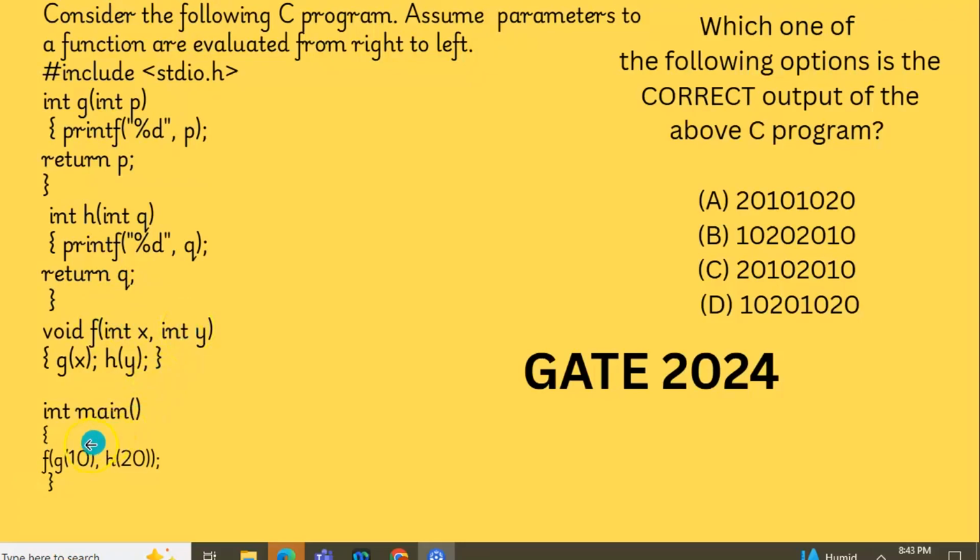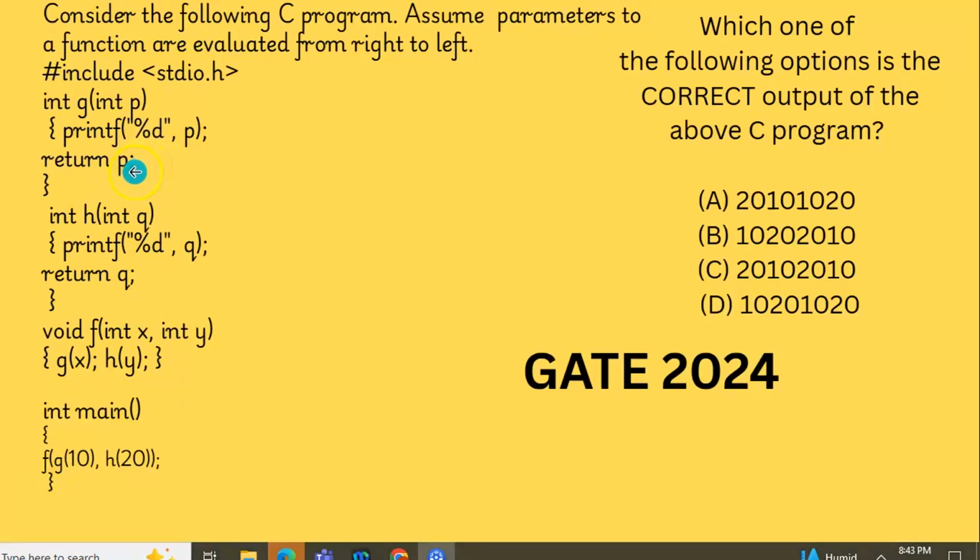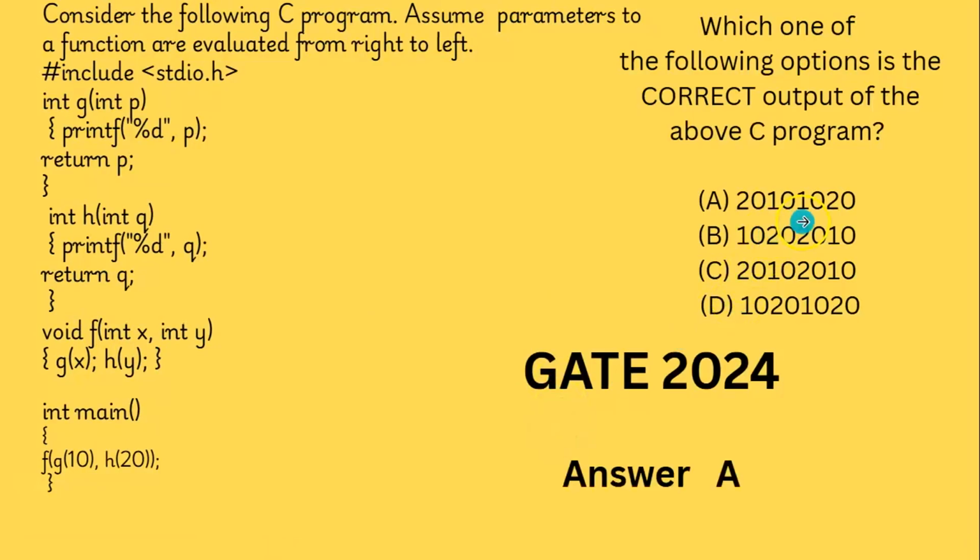And again the next parameter g of 10 will print the value 10 and return the value 10. That 10 will be given as a parameter to function f, that is x equals 10. So now within f, again you are calling g of x and h of y. So the answer is 20 10 and 10 20, that is option A.